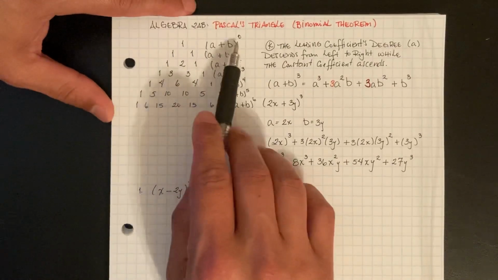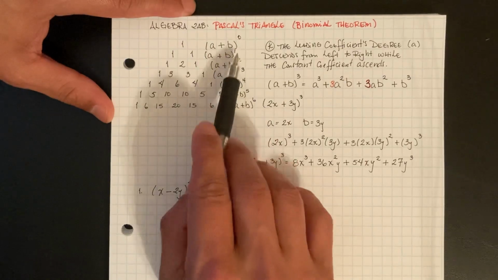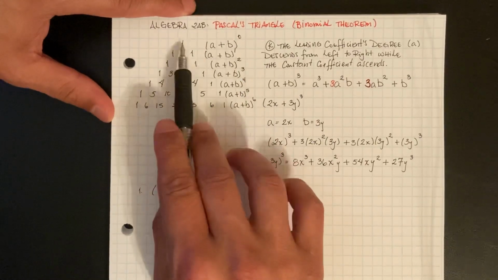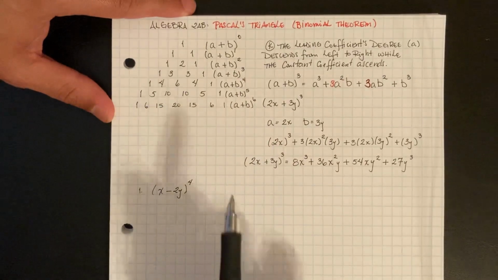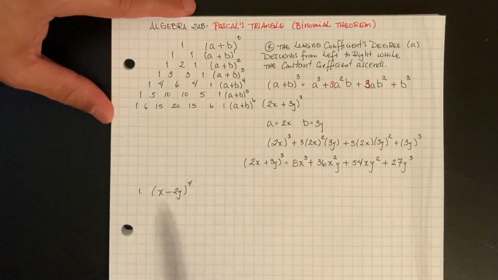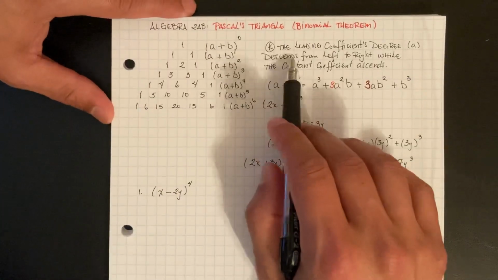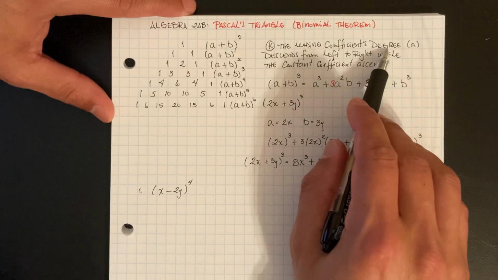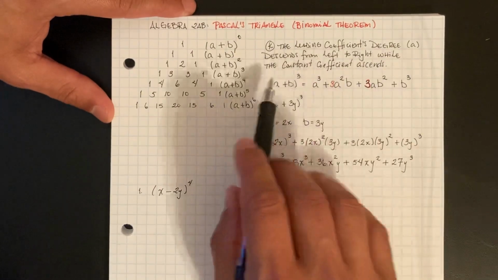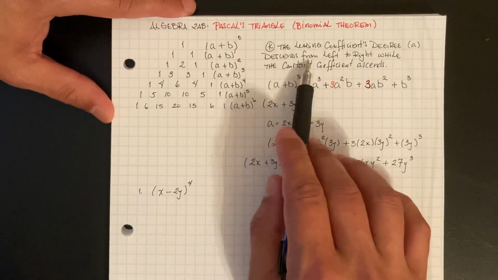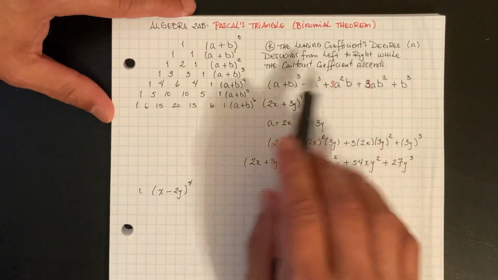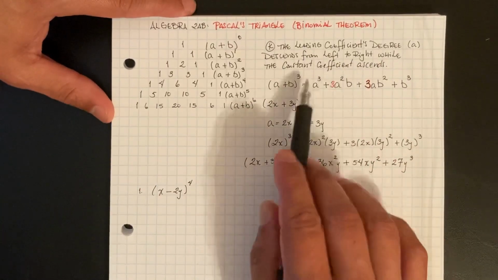Another thing, guys, remember we start off with 0. We don't start off at 1. Anything to the 0 power is always 1. The only other thing you have to remember is that the degrees, the a part, start descending from left to right, while the b part starts ascending.